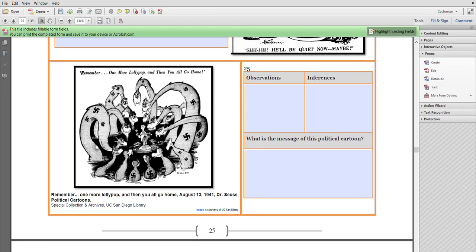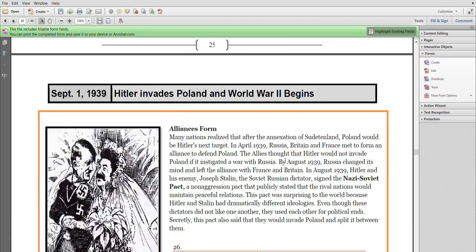Number 25 is one of my favorite political cartoons. It's from Dr. Seuss. Remember, one more lollipop and then you all go home. And you see all of the monsters coming out of the water have swastikas, the symbol of Nazi Germany, on them. Okay? And you're going to write down, it says the appeaser in the middle here if you can't read that. It's very blurry. The appeaser in the middle. You're going to write your observations, inferences, and what is the message of the political cartoon.